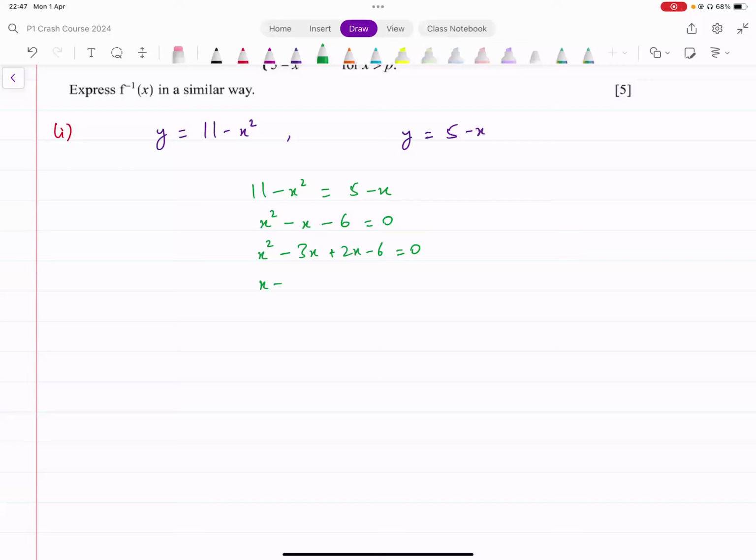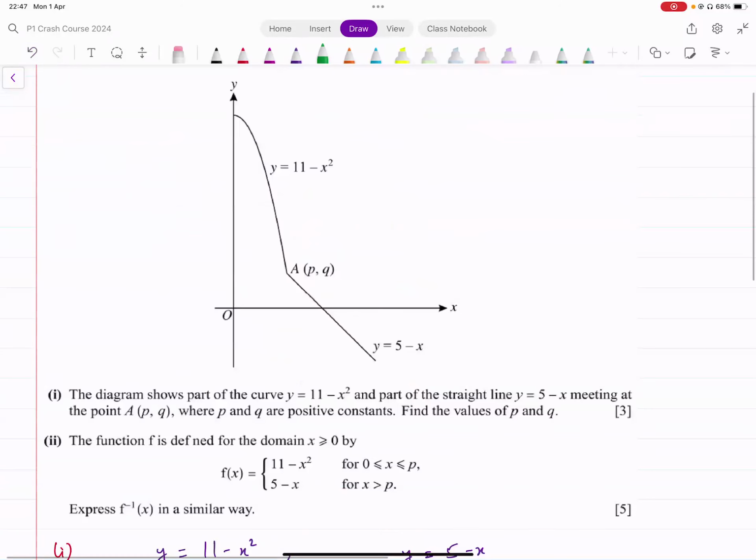Okay, so you have these two factors, x minus 3 into x plus 2, from this. This step in particular is very important. And then you can write down the answers. You have x equals 3 and x equals negative 2. Now, if you look at the diagram, the point of intersection that we have here is supposed to be a positive value. The x coordinate is supposed to be positive and the y coordinate is also positive.